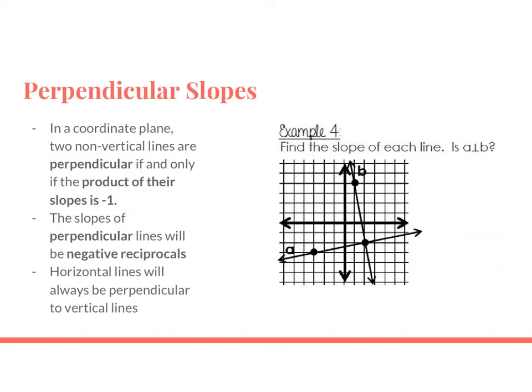Looking at perpendicular slopes, in a coordinate plane, two non-vertical, so two slanted lines, are perpendicular if and only if the product of their slopes is negative 1. So if you find the slope of each line and multiply it times each other, the product will be negative 1. Or the slopes will be negative reciprocals. So when I say negative reciprocals, what I mean is that if the slope of line A is negative 3, then the slope of line B would be positive 1/3.